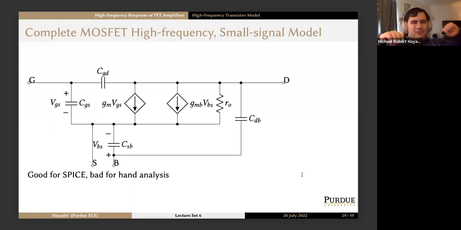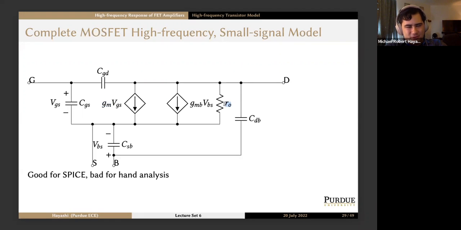So there is one complete MOSFET high frequency small signal model. This is, in a sense, the MOSFET small signal model because it includes high frequency effects. It'll work at low frequencies. The only problem is it's kind of a lot to take in. So instead of having an open circuit between gate and source, we now have a capacitance CGS with VGS across it. We have our normal gm VGS dependent source in the small signal model, where gm is the FET transconductance.